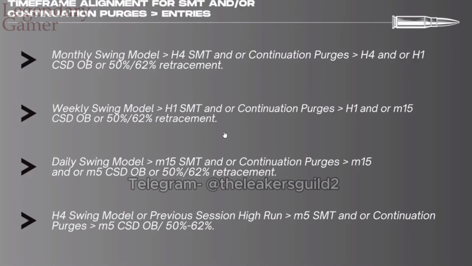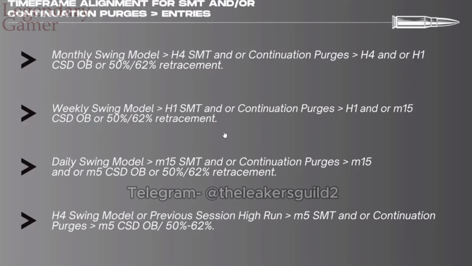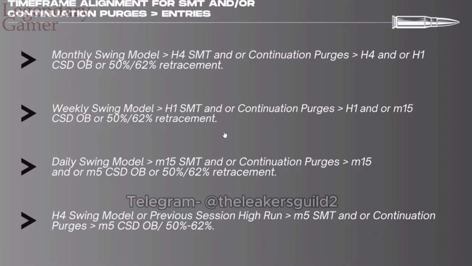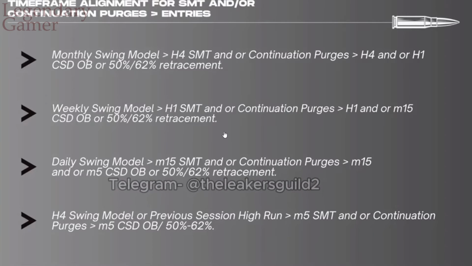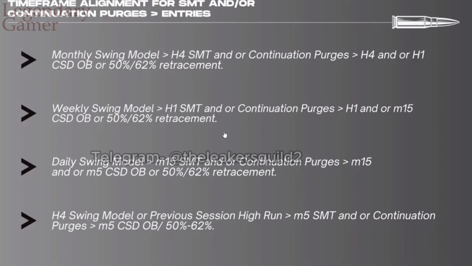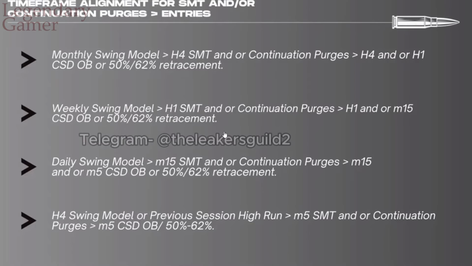Right, so now let's dive into time frame alignment for SMT and our continuation purge, and then how to take an entry. We've got 4 models over here, 4 swing models. We've got a monthly swing model, and we're going to be looking for 4-hour SMT or a continuation purge, and then 4-hour or a 1-hour change in the state of delivery order block, or 50 to 62% retracement level. Then we've got a weekly swing model, a 1-hour SMT we're going to be looking for, and or continuation purge, and then a 1-hour or 15-minute change in the state of delivery order block, or 50 to 62% retracement level.